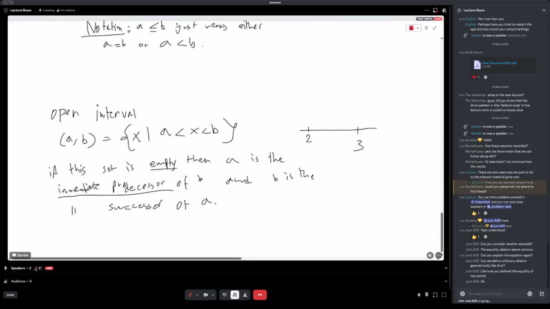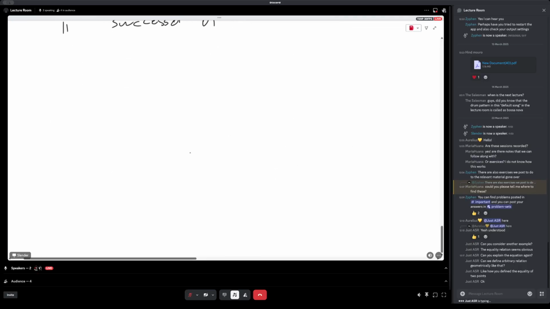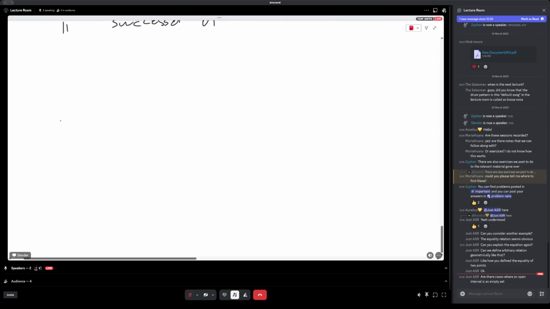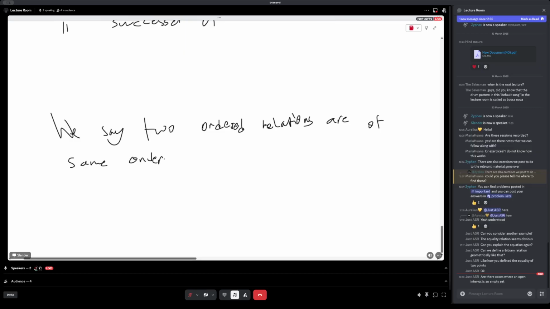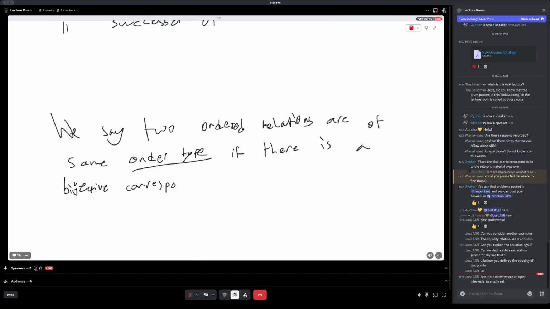Now, if we have two ordered relations, we say two ordered relations are of the same order type if there is a bijective correspondence between them that preserves order.